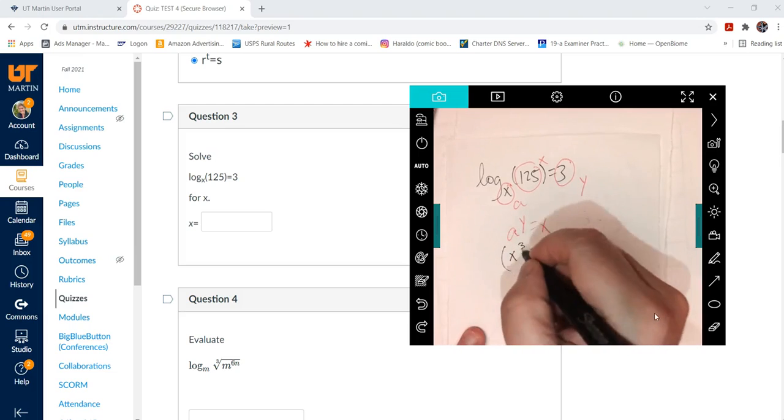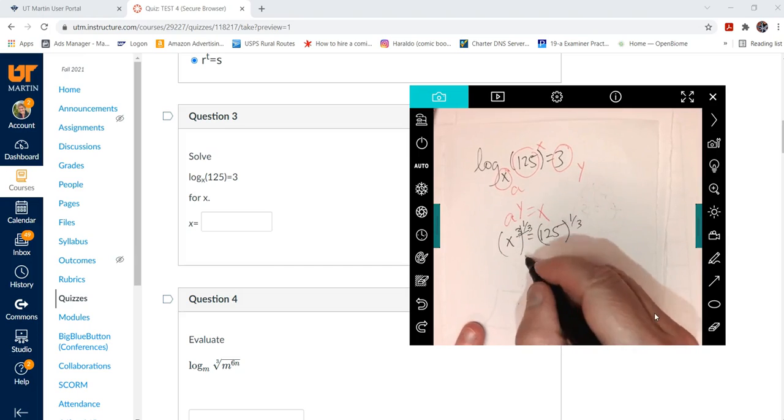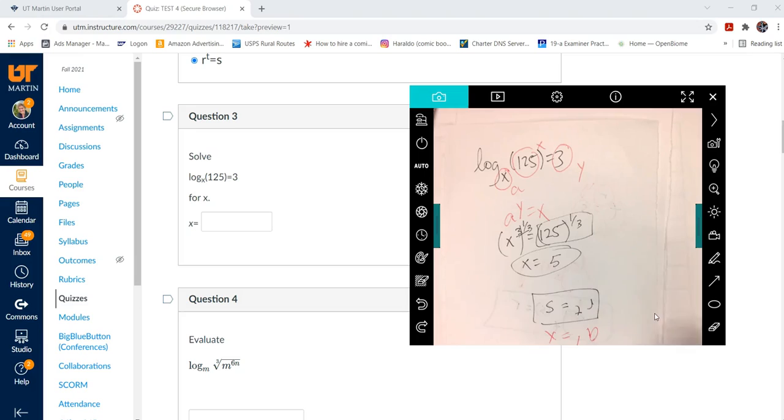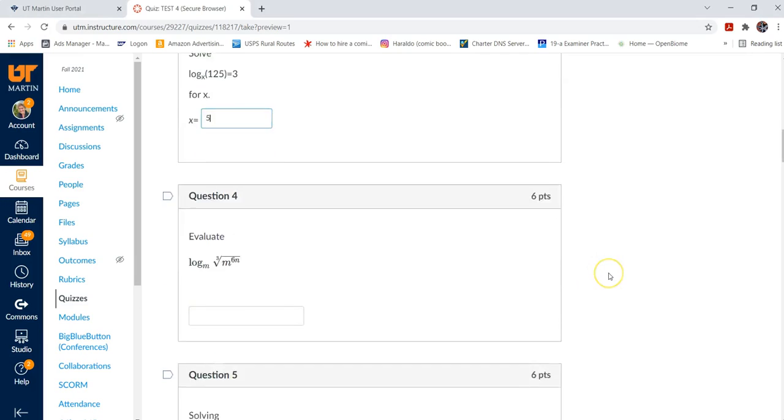Or I could take the cubed root of both sides. And if I put that in my calculator, that's equal to 5. All right.